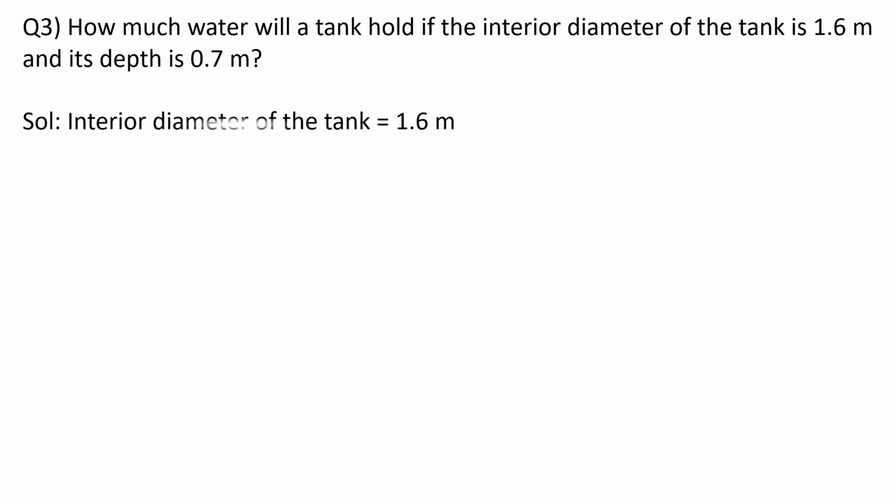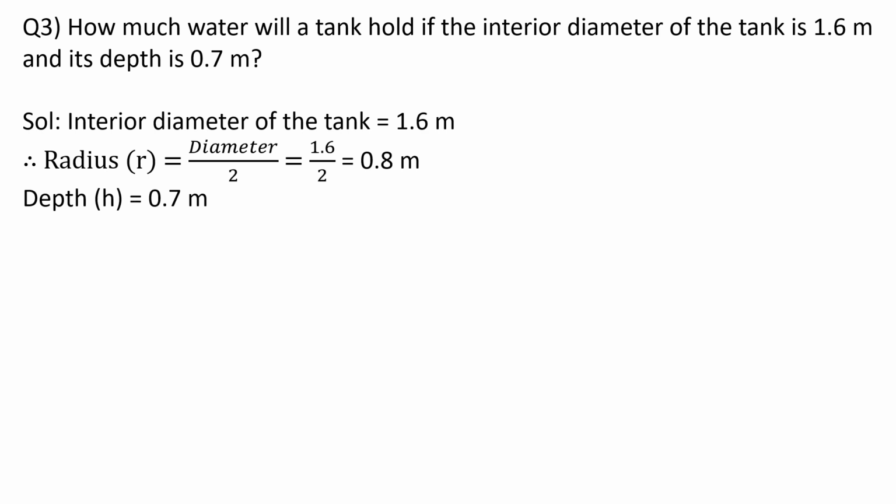From diameter we'll find out radius, and depth means height of the tank. So you'll write down solution. Interior diameter of the tank is equal to 1.6 meter. It is given. So therefore radius r is equal to diameter upon 2, that is 1.6 divided by 2. So you will get radius as 0.8 meter. Now depth is given, that is height, equal to 0.7 meter. Now I'll put the formula. Therefore volume of cylinder is equal to pi r square h, because it is the interior part, the water, so we'll require to find out volume.